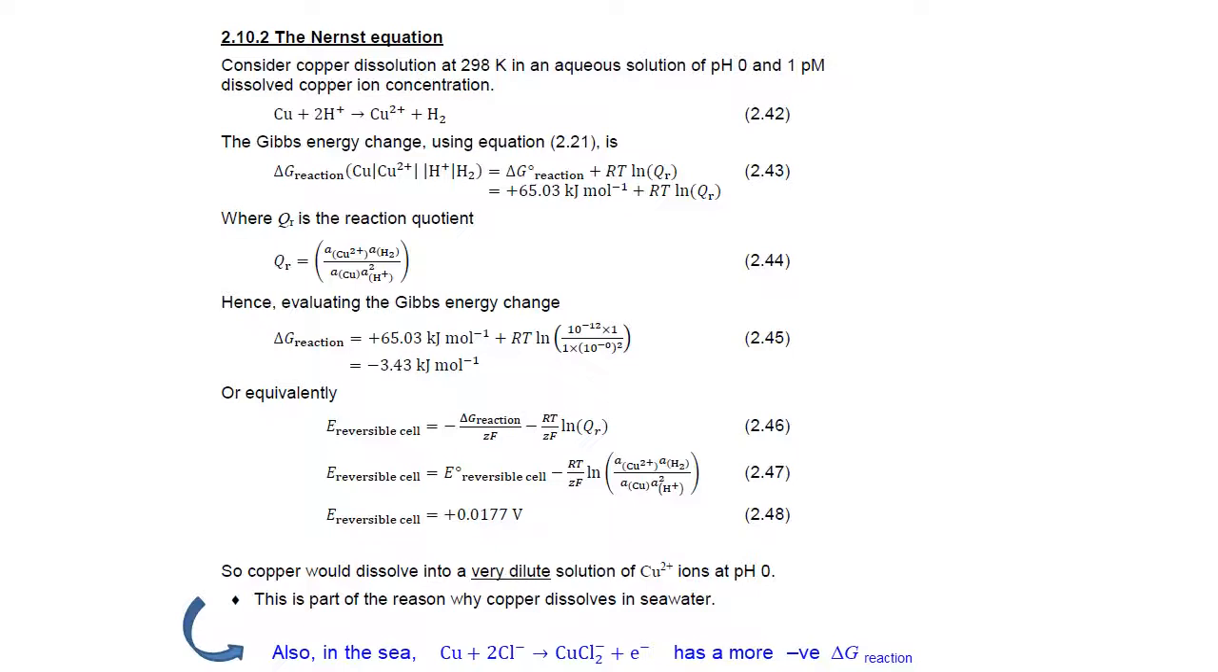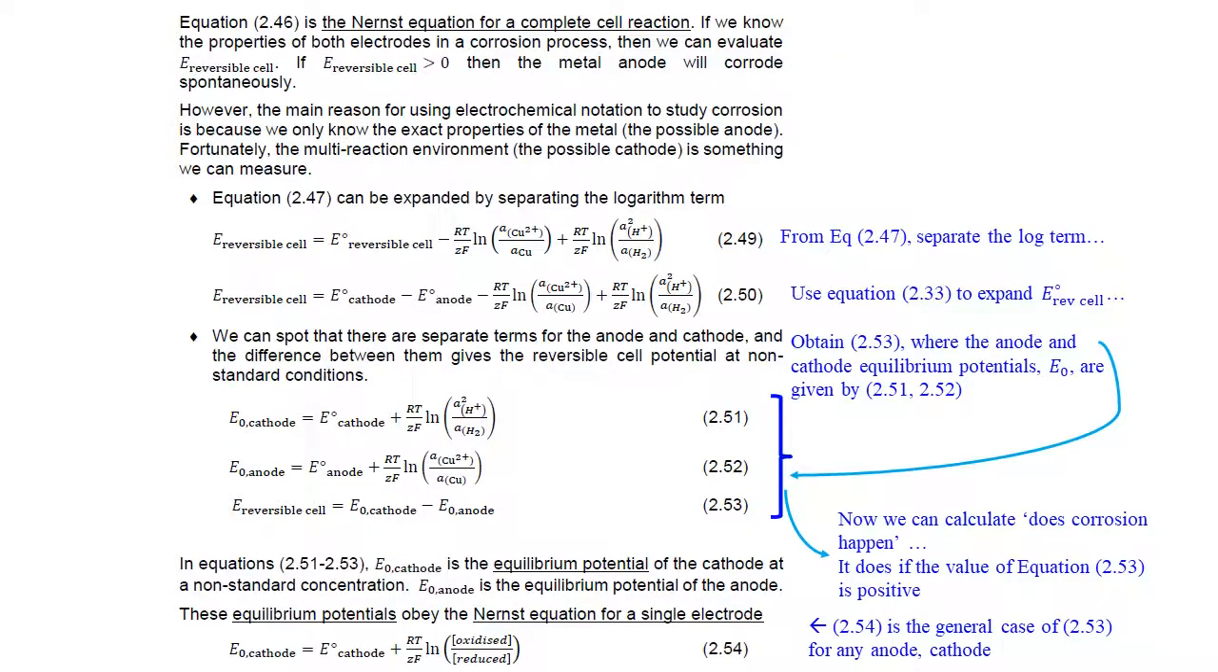Equation 2.46 tells us the reversible cell potential for an electrochemical process with one anode and one cathode at possibly non-standard concentrations, and this is called the Nernst equation for a complete cell. So this equation 2.46 is everything we need to handle the simple example question about copper dissolving, as in section 2.10.2. If the cell potential from equation 2.46 turns out to be positive, then the copper at the anode is expected to dissolve. But remember, in general, we want to solve harder problems.